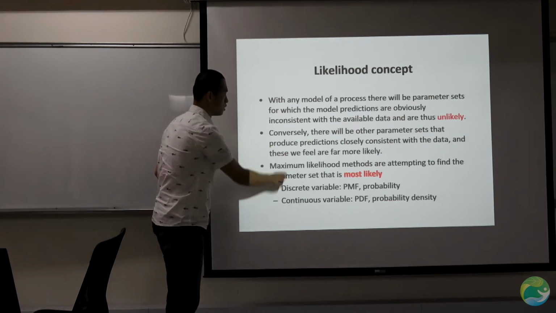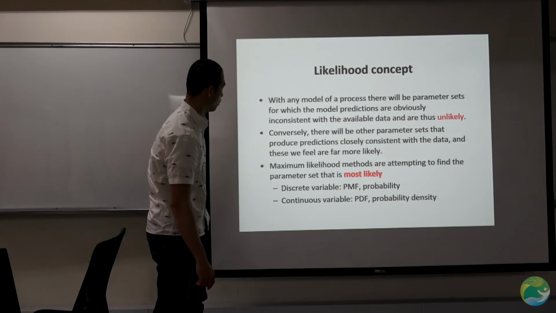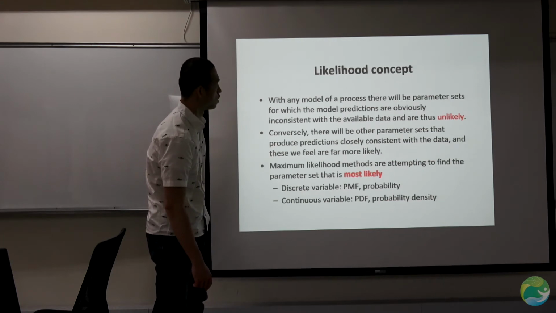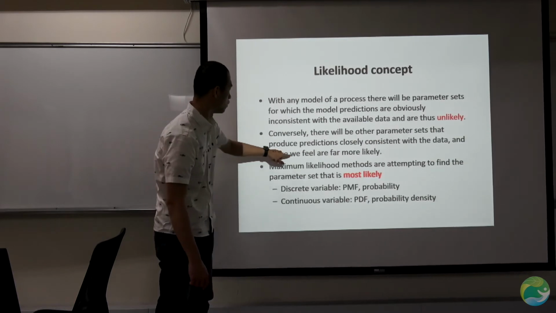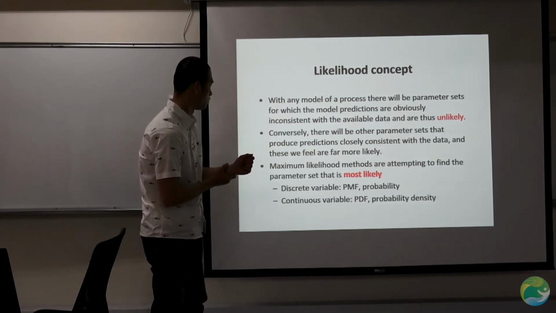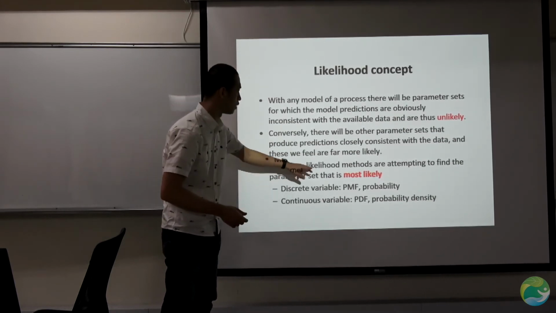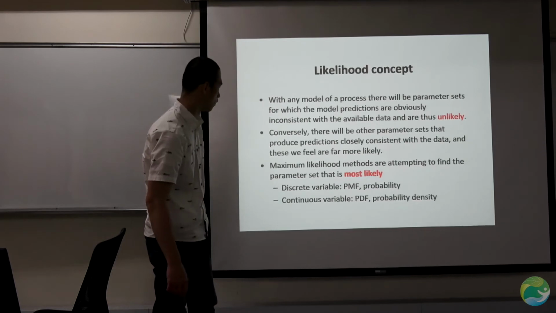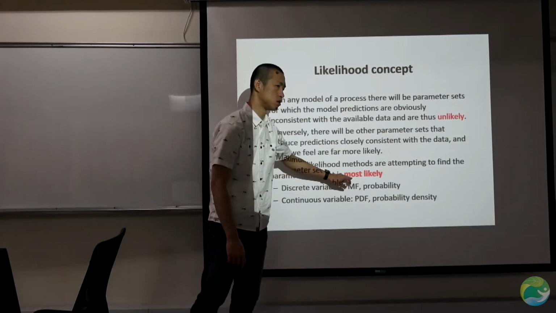Conversely, there will be other parameter sets that produce predictions closely consistent with the data, and these we feel are far more likely. So what is the maximum likelihood method attempting to do? Maximum likelihood methods are attempting to find the parameter set that is most likely.